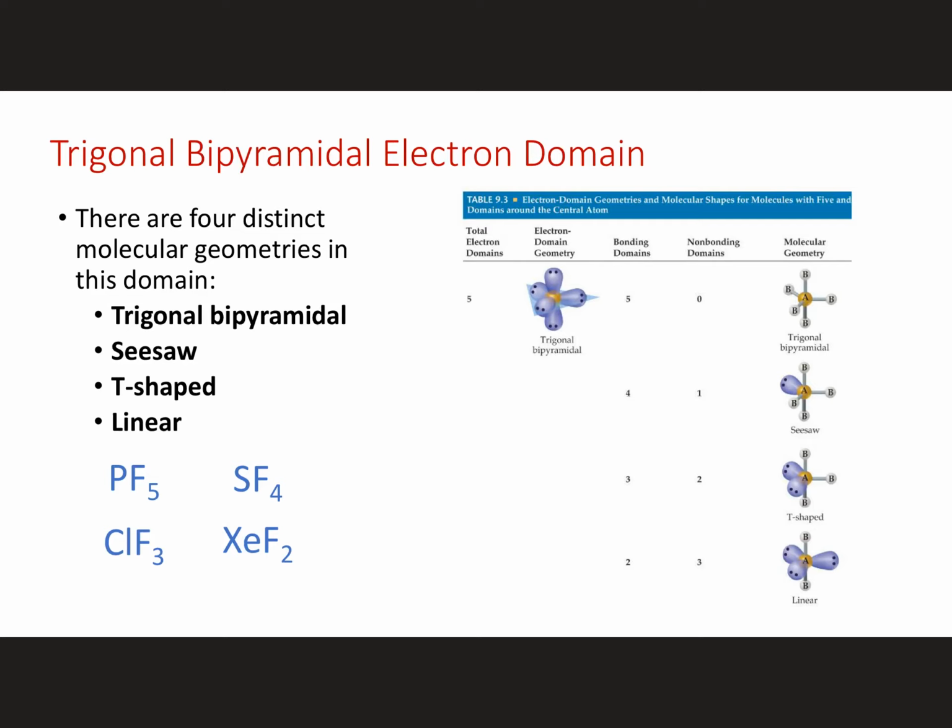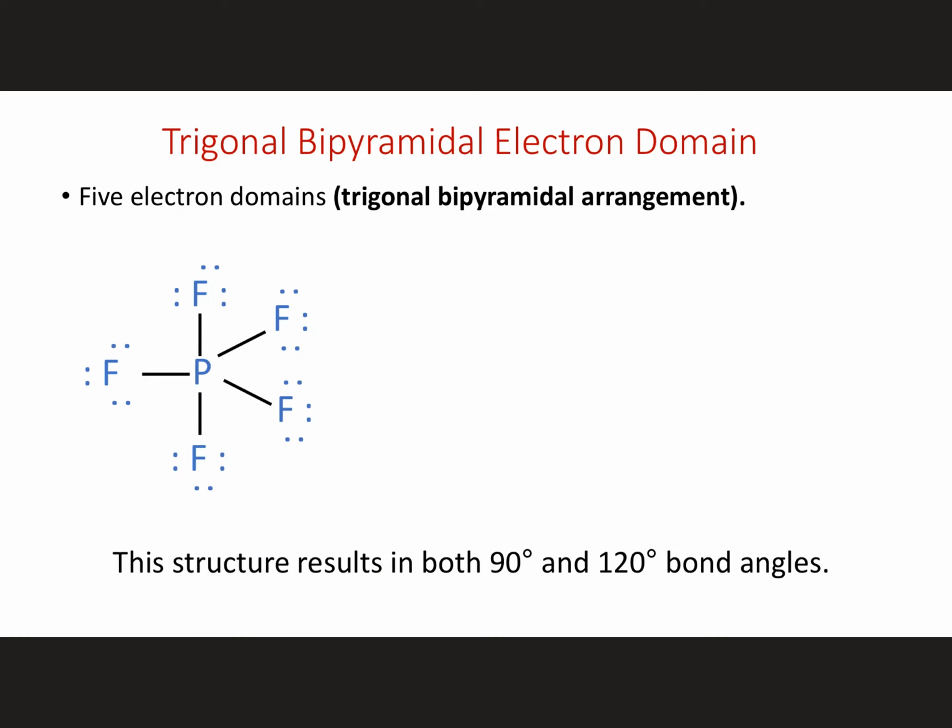The last two geometries that we need to work through are 5 and 6 electron domains, so trigonal bipyramidal and octahedral. We're going to work through trigonal bipyramidal first. If I have 5 electron domains, the best arrangement in space is this trigonal bipyramidal geometry.